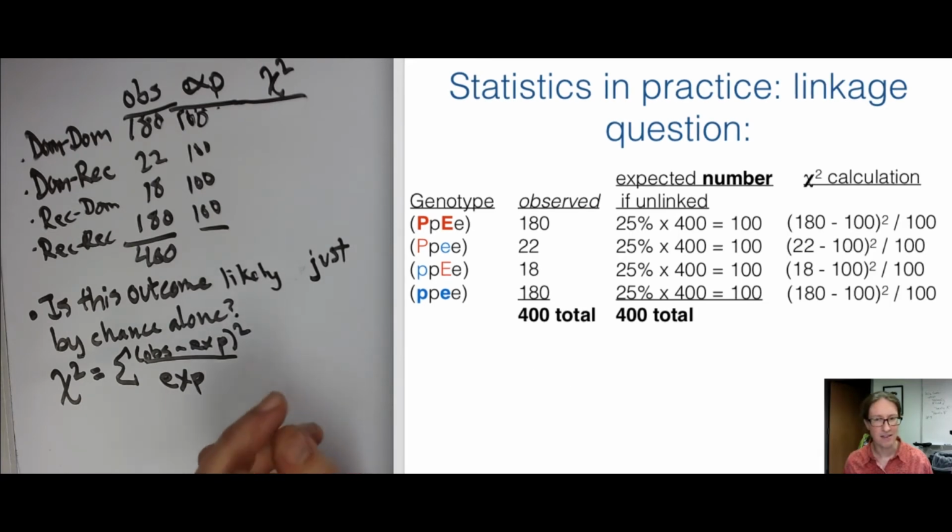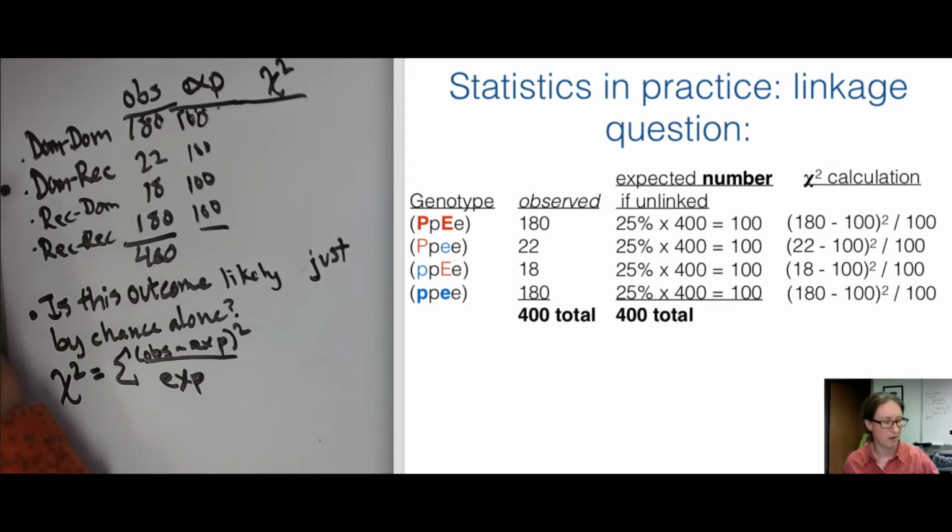Okay, and I have put some of that math onto the slide here for you. For this uppermost category, that's going to be 180 minus 100, quantity squared, so 80 squared divided by 100. For the dominant recessive phenotype, that's 22 minus 100 squared divided by 100. For the recessive dominant phenotype, 18 minus 100 squared divided by 100, and then recessive, 180 minus 100 squared divided by 100.